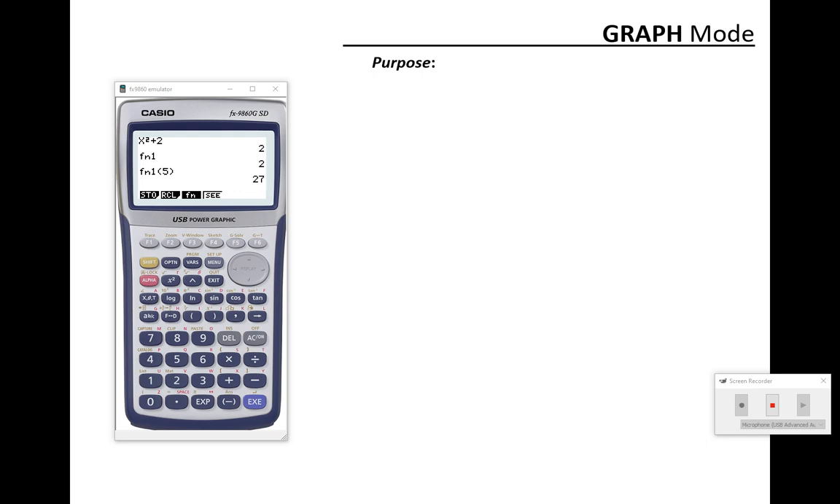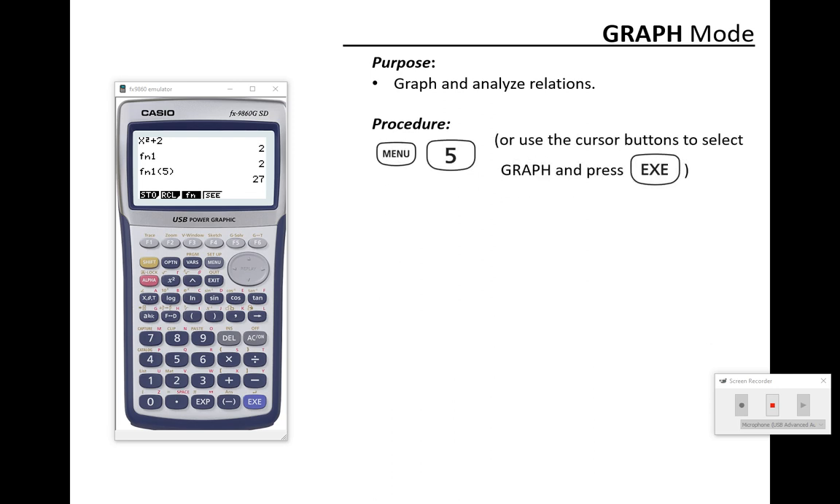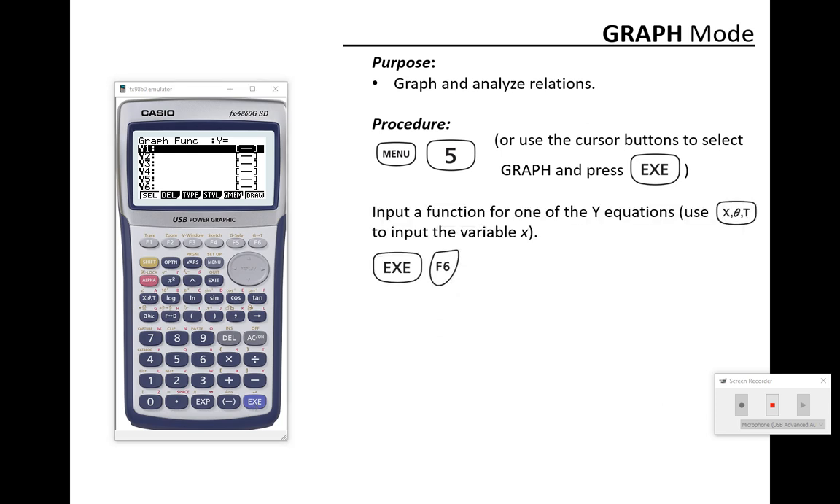You do need this, though. Graphing mode. This is one of the fun things in the graphing mode. Graph and analyze relations. Please follow with me step by step on this because there's a couple of quirky things in here. Menu 5. Well, I don't use the menu numbers. I just go down and I go to graph. And it immediately goes, Y. You know, it's like, I know what you want to do here. You want to do a Y function. And then enter a function into the Y equations.